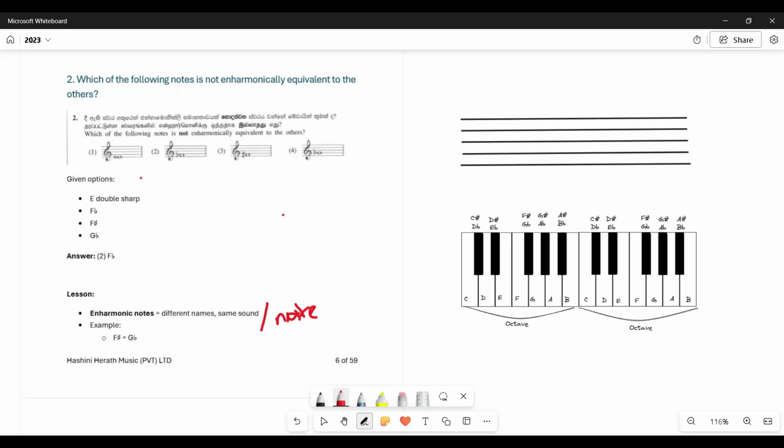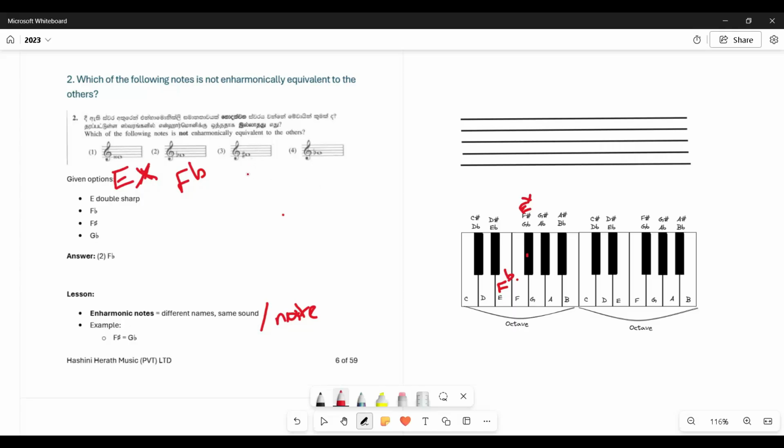So, let's look at the question itself. This is E double sharp. So, E double sharp is, this is E, this is F, which means E sharp, and this is E double sharp. So I'll mark it here as well. And then the next one is F flat. F flat is actually E. This is F flat. So those are two different notes for the time being.